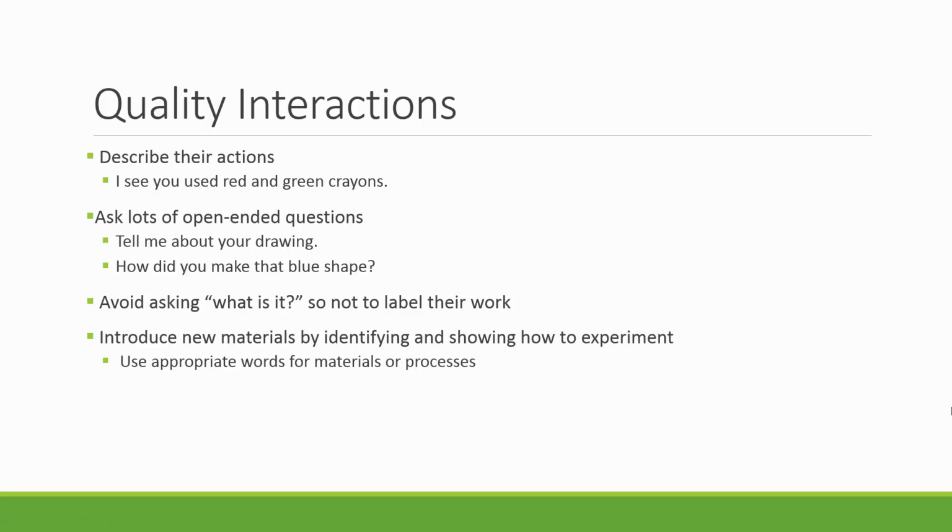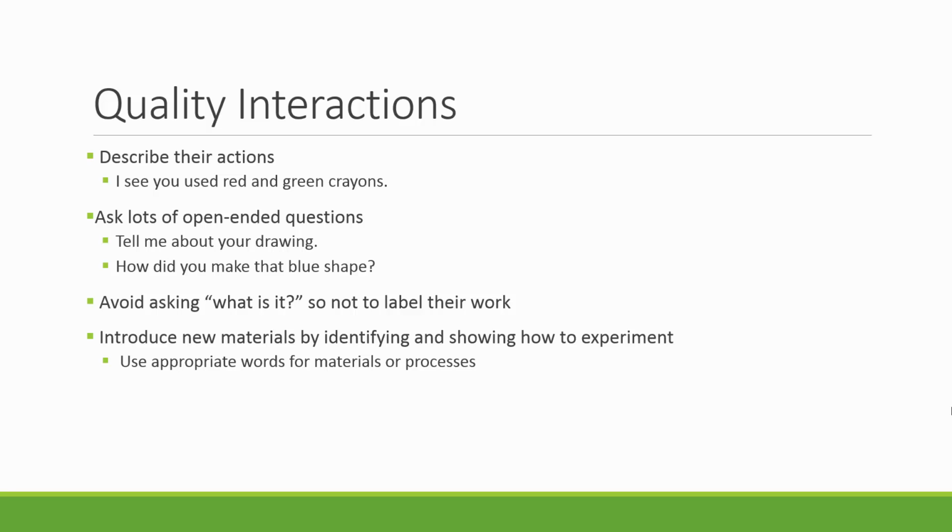Next, let's look at quality interactions. One of the easiest things that you can do to support children's exploration is to describe their actions. This lets them know that you see what they're doing and that you value the contributions that they are making. So you can tell them, I see you used red and green crayons. Tell me what made you choose those.